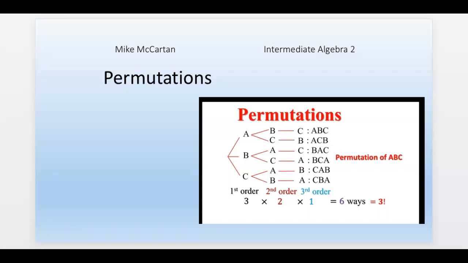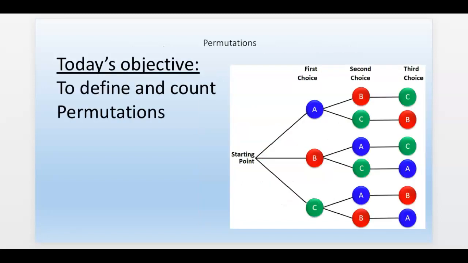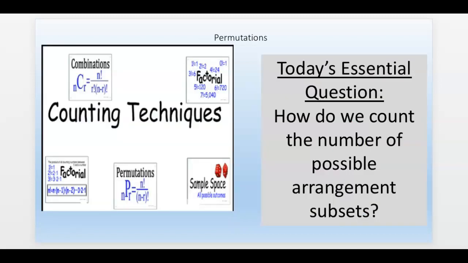Okay, hello everyone. Today we're looking at permutations. We've already looked at them a little bit. I just want to define exactly what they are. That's our objective for today, to define and count permutations. Our essential question is, how do we count the number of possible arrangement subsets? How do we arrange some numbers from a set of numbers?